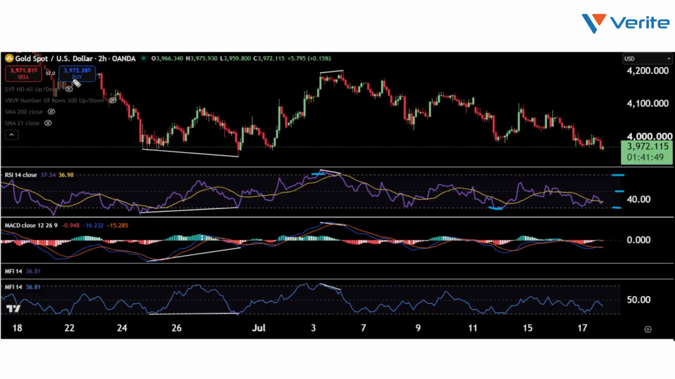Here I'm using the chart of gold, that is XAU-USD, and the time frame is 2 hours. Here you can see the price action of the gold. I have applied three indicators. First one is the relative strength index, second one is MACD, that is moving average convergence divergence, third one is the money flow index. Now let's begin with relative strength index.